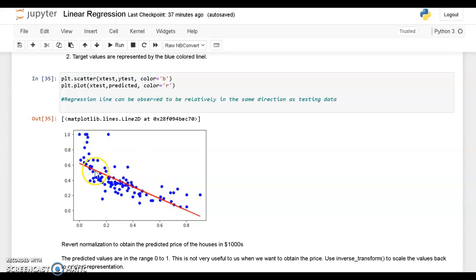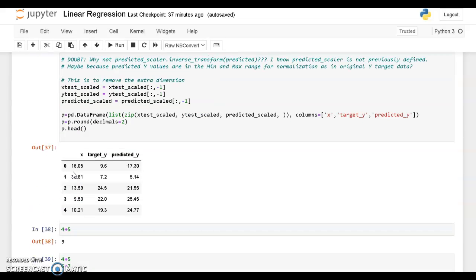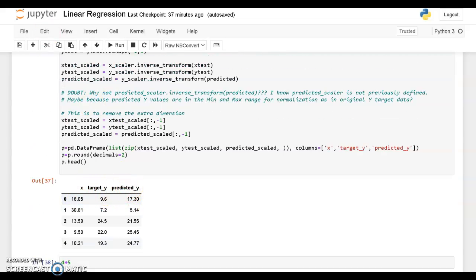Again a slope that goes downward. Again, this LSTAT is the highest correlation one, but it has a negative slope. Again, our y target and predicted y's.